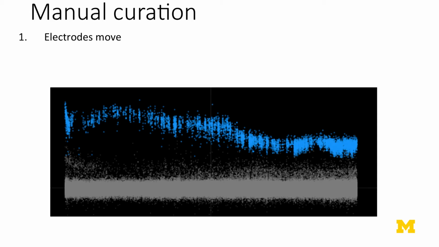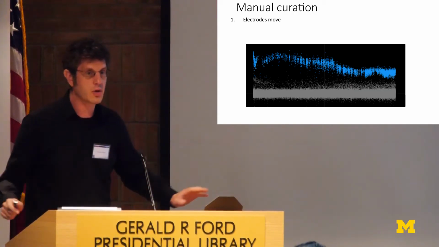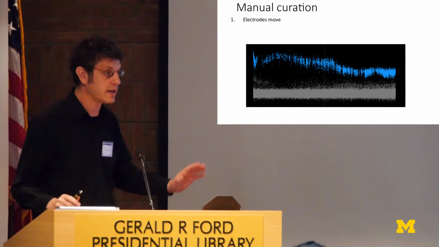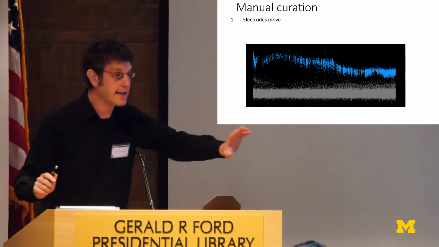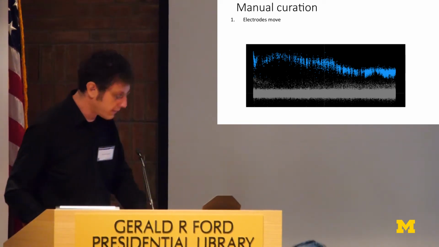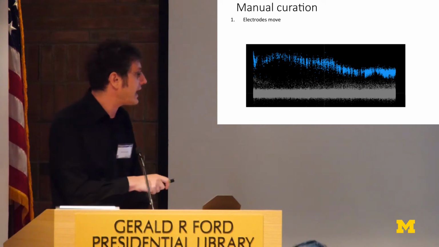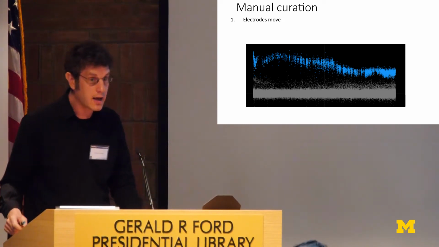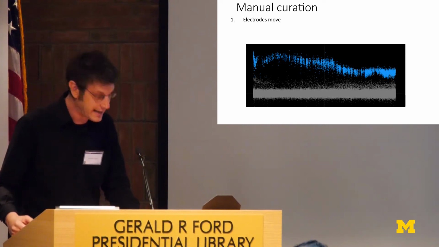One is that the electrodes move relative to the brain, or the brain moves relative to the electrode. And this shows an example here of the amplitude of a spike on the y-axis versus time on the x-axis. And you can see that this spike is getting larger and smaller. And we're pretty sure this is because the electrode is moving. And I'll show you some data later that really makes that case very convincingly. And the algorithms can't always track this sort of drift, so it needs to be manually corrected.